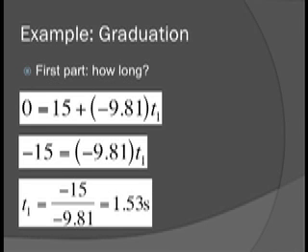So, for this first part, we know the final velocity is 0, the initial velocity is 15 meters per second in the upward direction, and the acceleration is a constant 9.81 meters per second squared in the downward direction. So we plug those values in and find out the time it takes from when he releases it from his hand to when it reaches its peak. We find that to be 1.53 seconds.